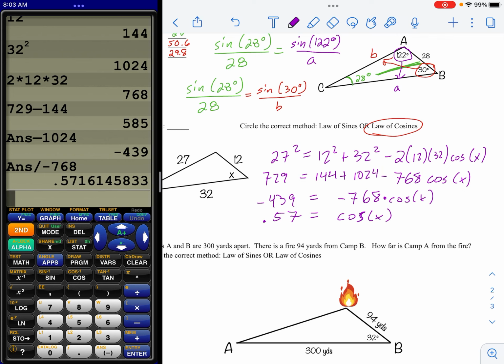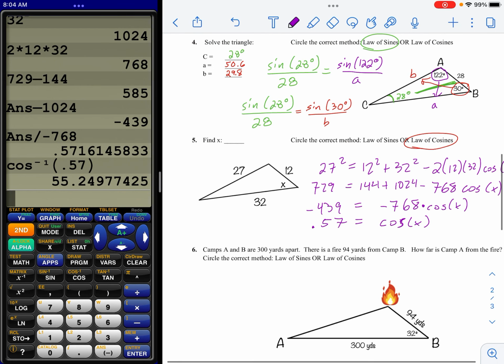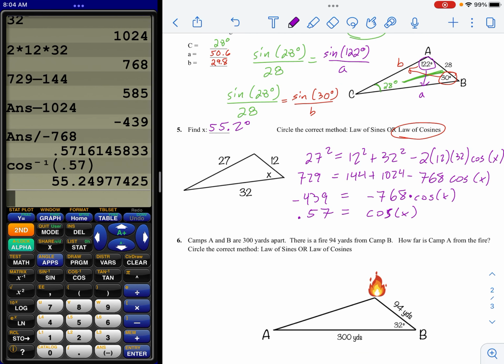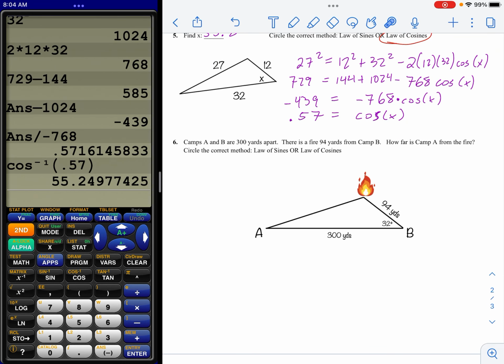And when you do not know the angle, recall that you do the inverse button with the little negative 1 of 0.57. So I got 55 degrees, 55.2 degrees, okay? You might get a slightly different answer if you use the entire decimal, like 0.5716, blah, blah, blah. All right, next one is also a law of cosines. How do I know? Because it's side, angle, side. Whenever you have side, angle, side, it's always law of cosines.